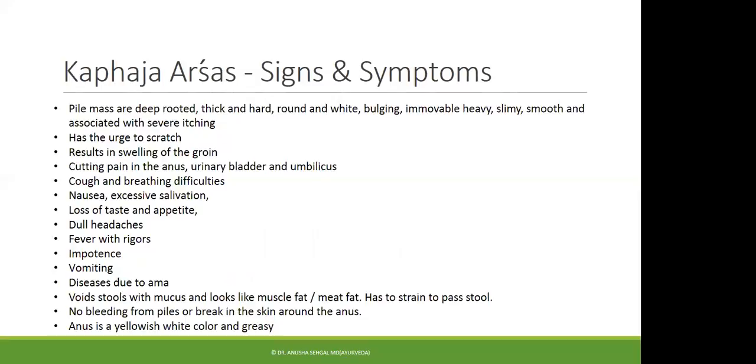So in that, the pile mass, as it just mentioned, will be very deep-rooted. It's thick and hard. It's round. It has more of a whitish color. It's bulging, immovable. It's not necessarily moving out, whereas the one with Vata can prolapse and come out, or even the Pittaja can prolapse, but the Kaphaja tends to not prolapse. It'll be very large and it just sits there. It's immovable, heavy, slimy, smooth, and associated with severe itching. So that's how it would present with the pile mass.